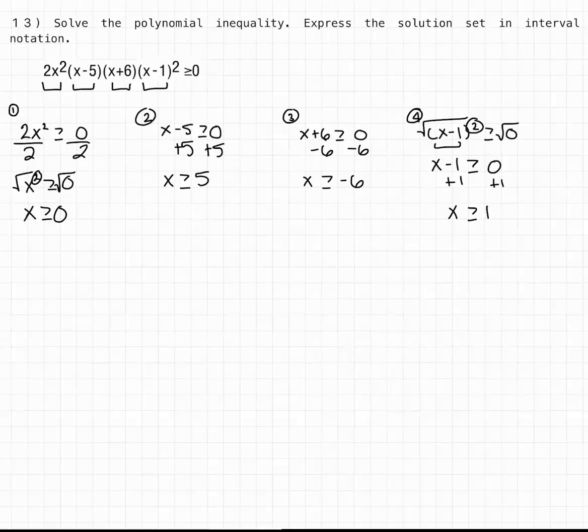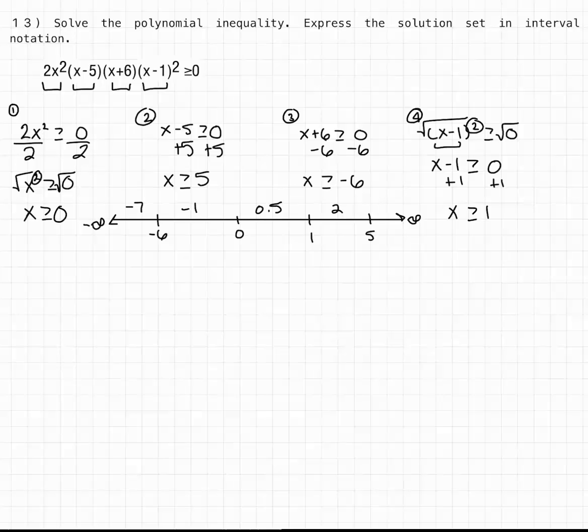So now that we have all our numbers, let's go ahead and draw out a number line. When we draw that out, let's label it. We're going to have negative infinity to positive infinity. We're going to have negative 6, 0, 1, and 5. Now let's choose numbers in between each little set. Between negative infinity and negative 6, negative 7; between negative 6 and 0, negative 1; between 0 and 1, 0.5; between 1 and 5, I'll just choose 2; and 5 to infinity, I'll choose 6.